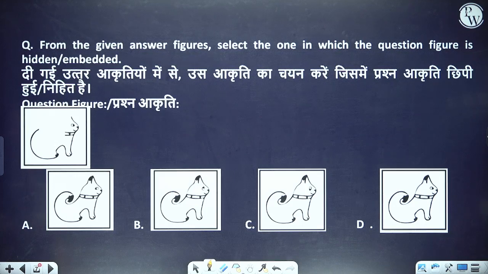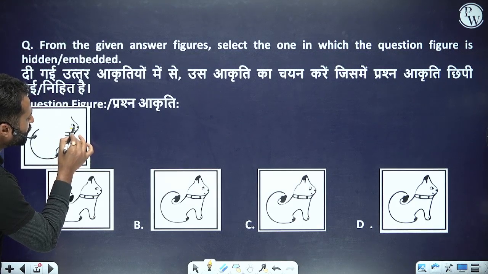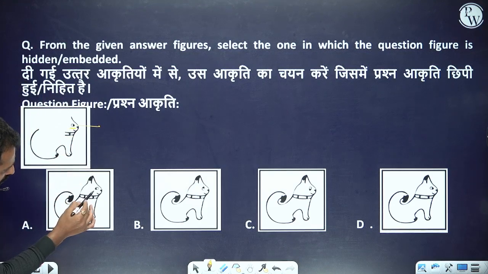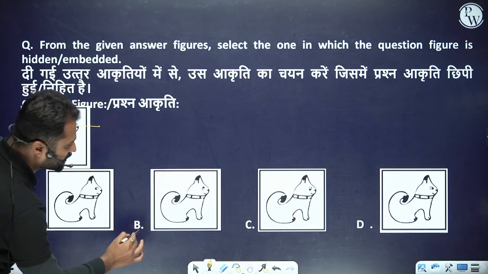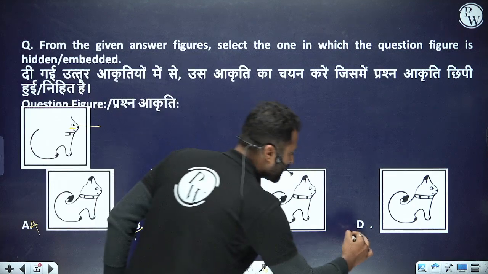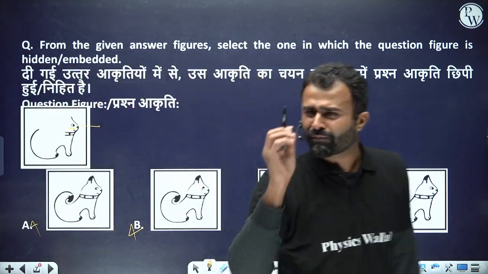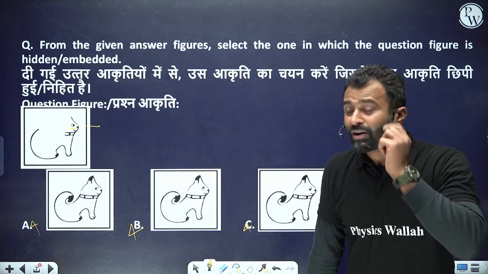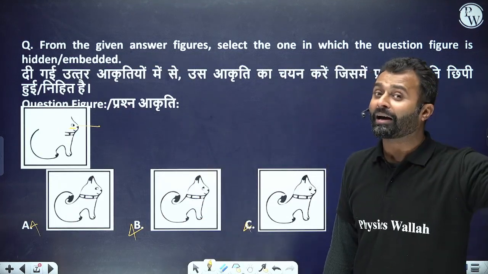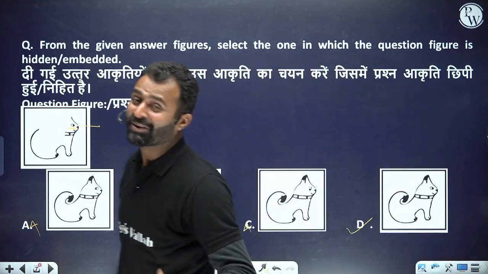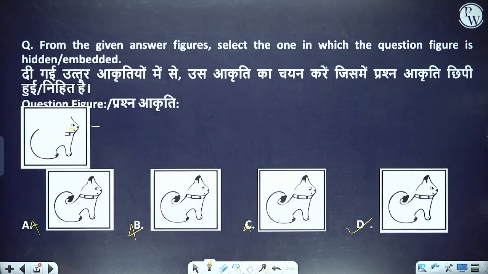Looking at the first structure, look at the position of I. The position of I is forward. Here it is backward, not possible. Here it is upward, not possible. Downward, not possible. The right answer is going to be D. So this was a very close save. All the options were very close. Just one major part, that was eyes. And eyes play a really major role in your life as well. So the right answer would be D.